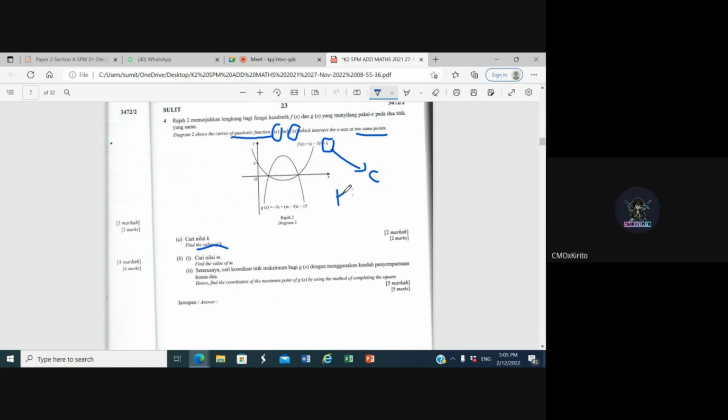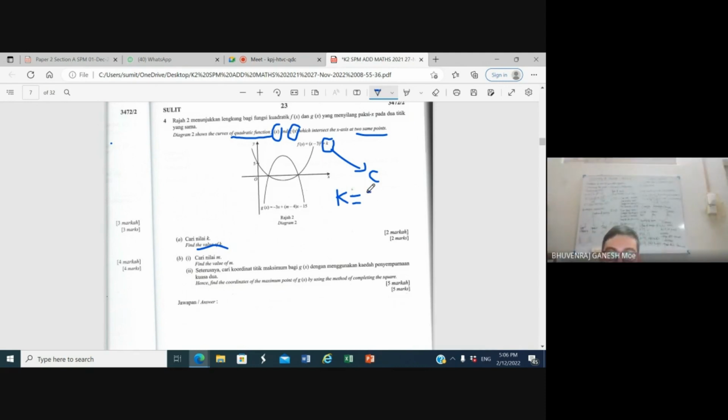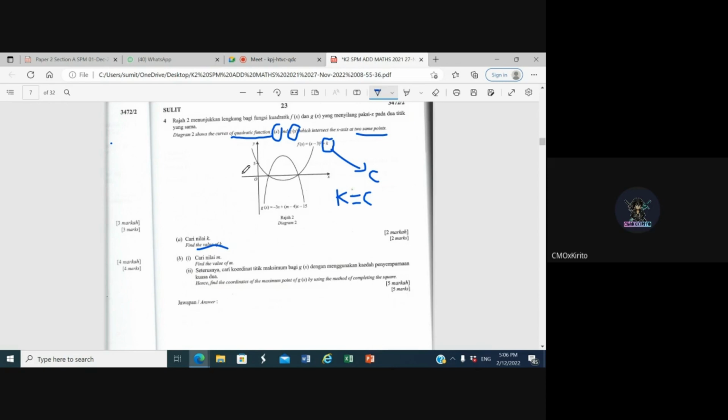Wait, I thought k is the value of the maximum or minimum point. Yeah, you corrected me. I'm wrong. Now I know why. You're paying attention. Good.